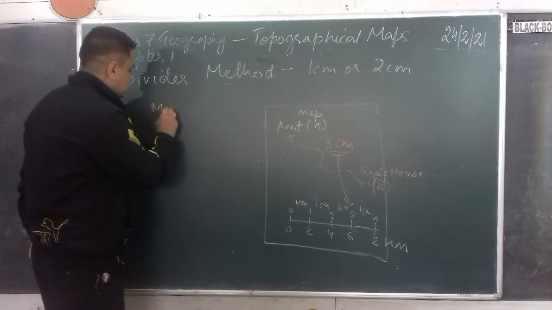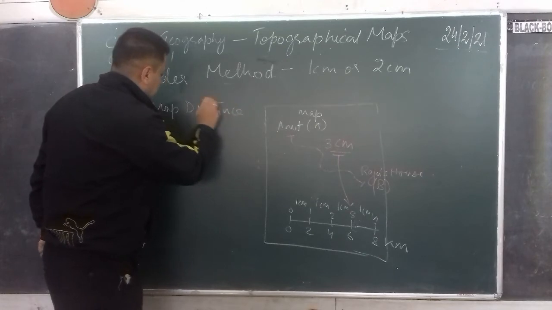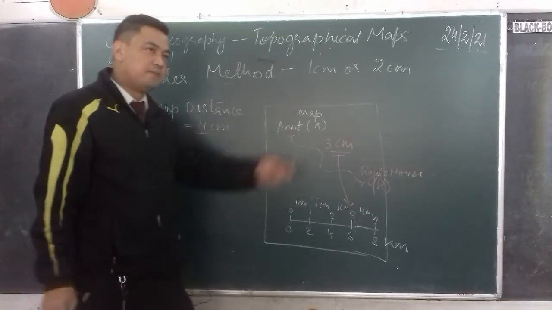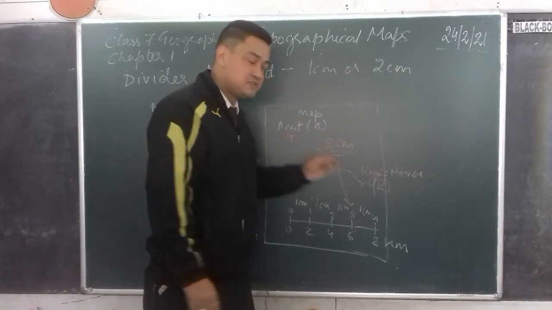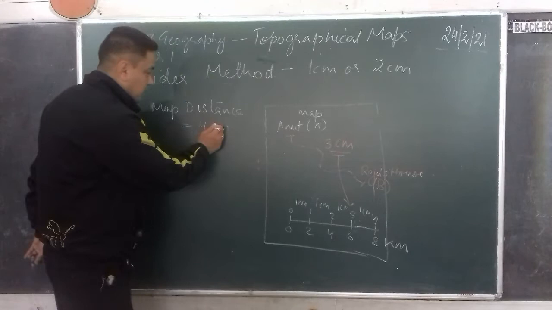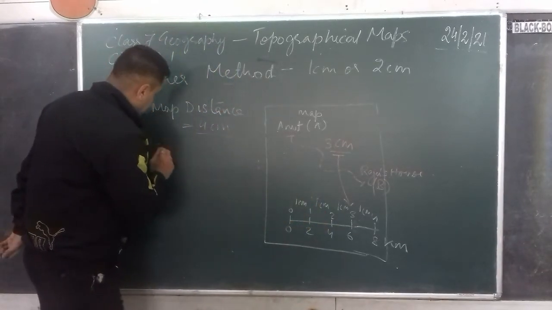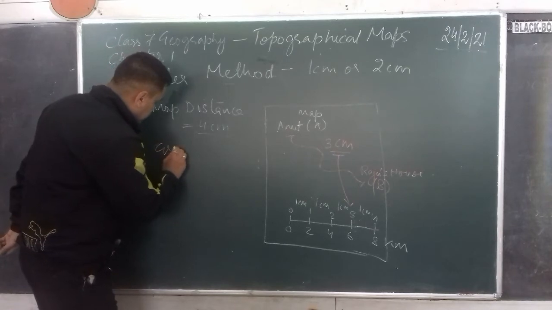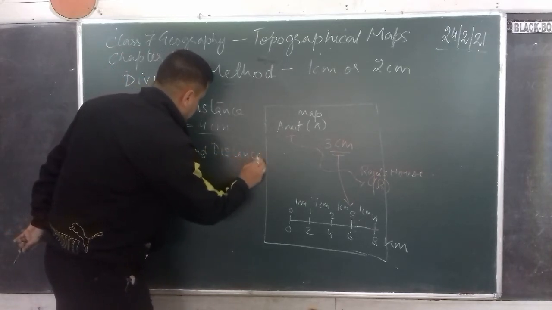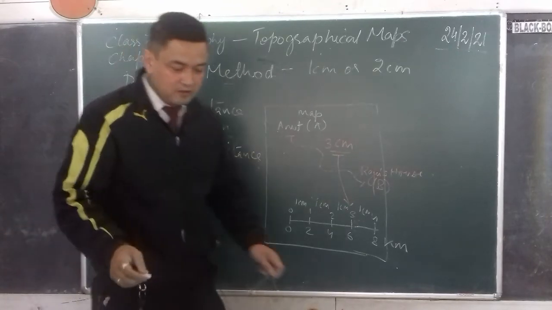So map distance is basically 4 centimeter, which I got with the help of a divider by measuring the distance from Amit's house to Raju's house, or from point A to B. So how much is 4 centimeter on the scale? Ground distance is basically 8 kilometers.